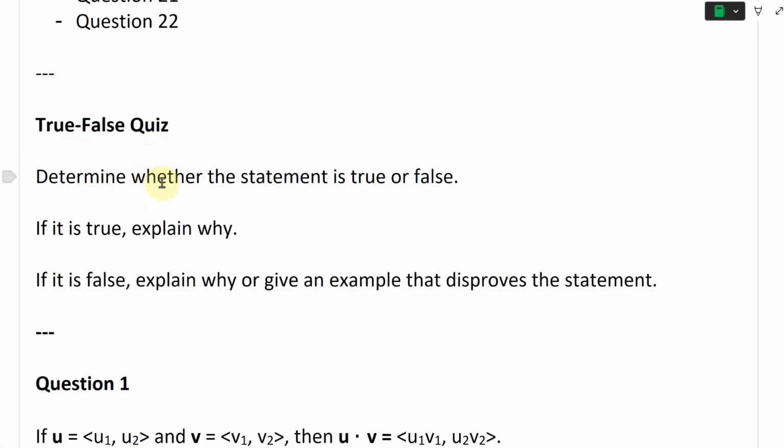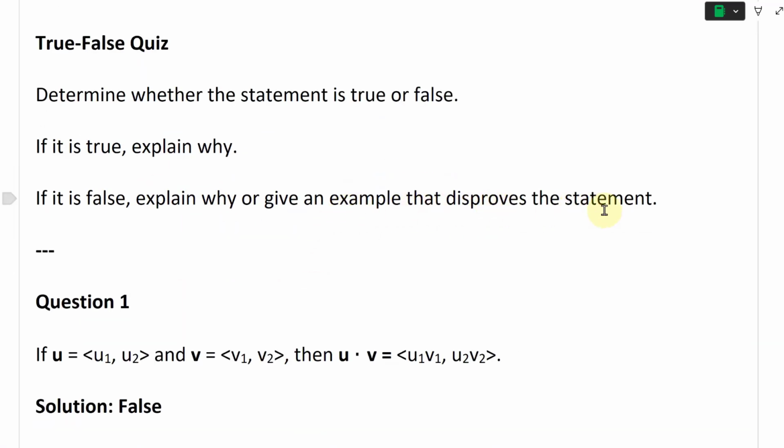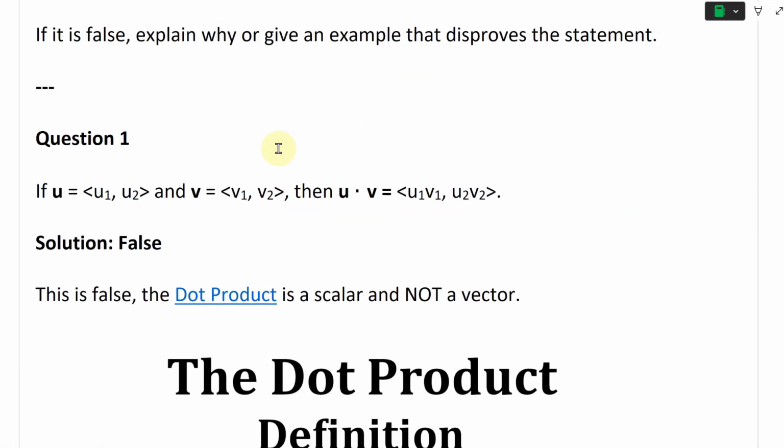True, false quiz. Determine whether the statement is true or false. If it is true, explain why. If it is false, explain why or give an example that disproves the statement. Alright, so let's take a look at question 1.